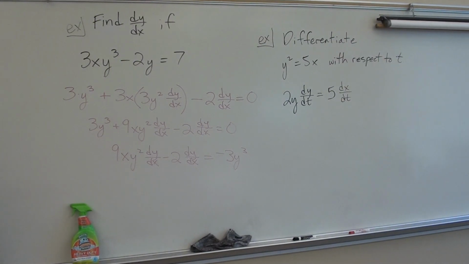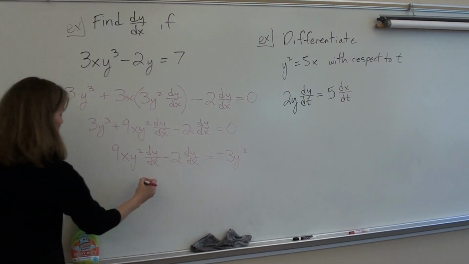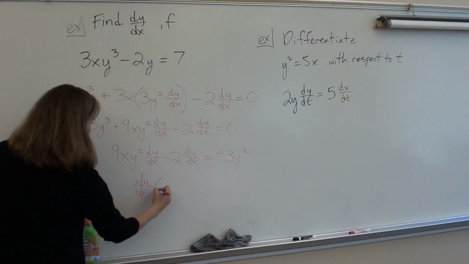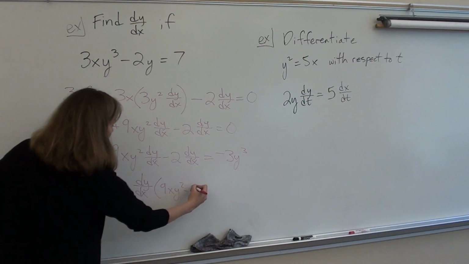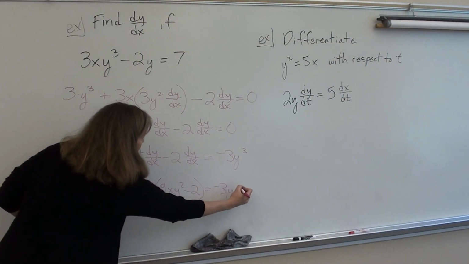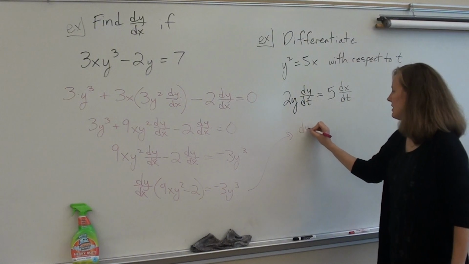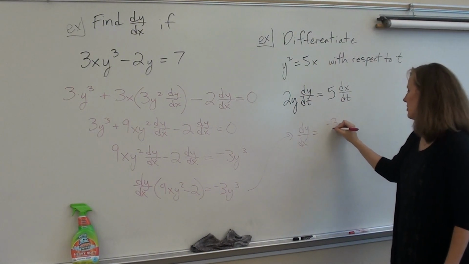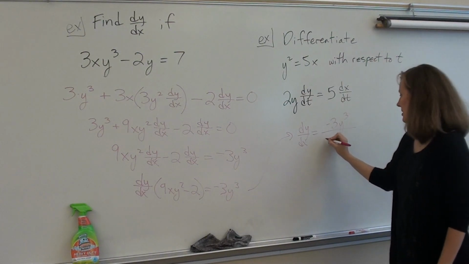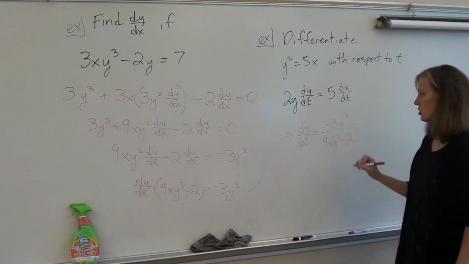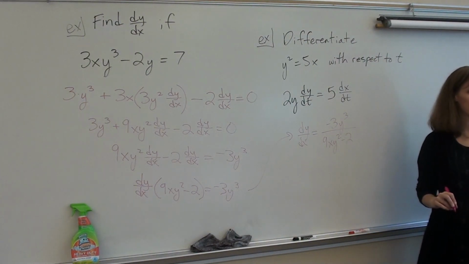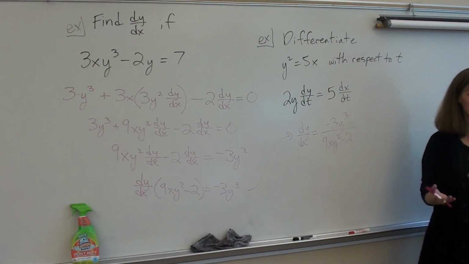What can I do now? I want to solve for dy/dx. Very good. Did you guys hear? What do you say? Factor! So we factor out a dy/dx. And then we divide. So dy/dx equals negative 3y cubed over 9xy squared minus 2. That kind of makes sense.